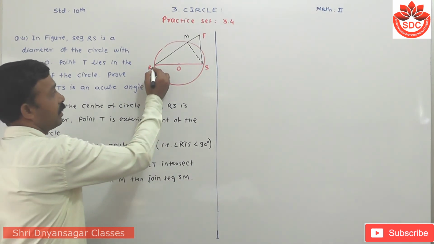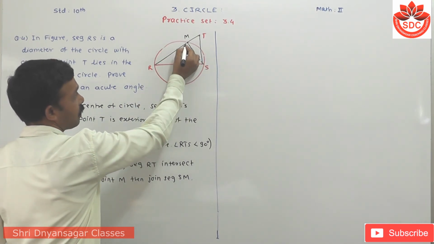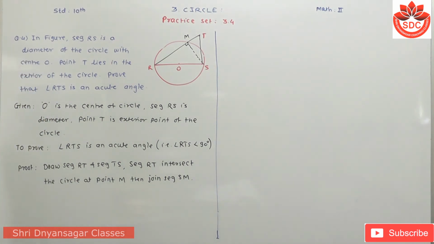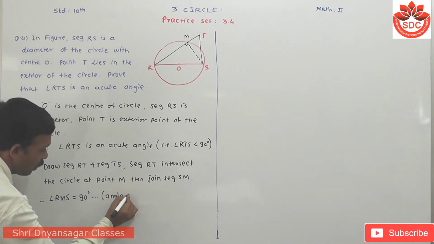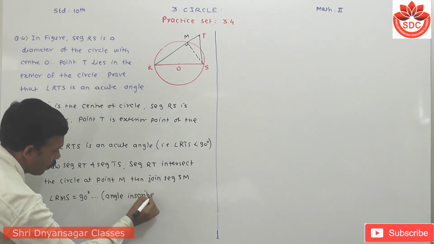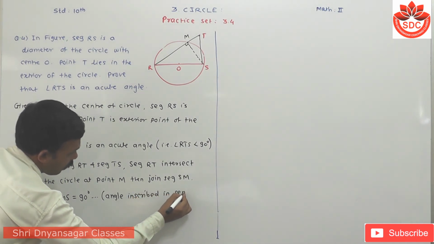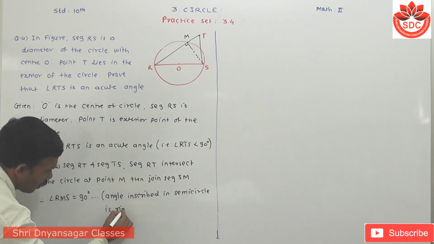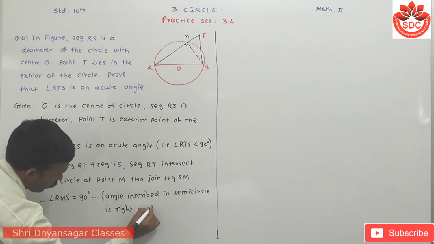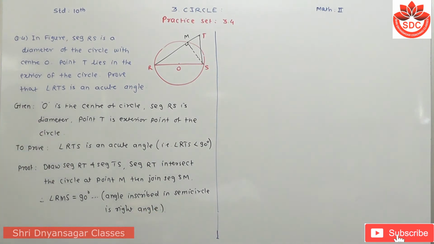Student, if you join the segment SM, then this is the semicircle, so the angle inscribed in a semicircle is a right angle. Therefore, angle RMS is equal to 90 degrees, because angle inscribed in a semicircle is a right angle. This is the corollary of the inscribed angle theorem.